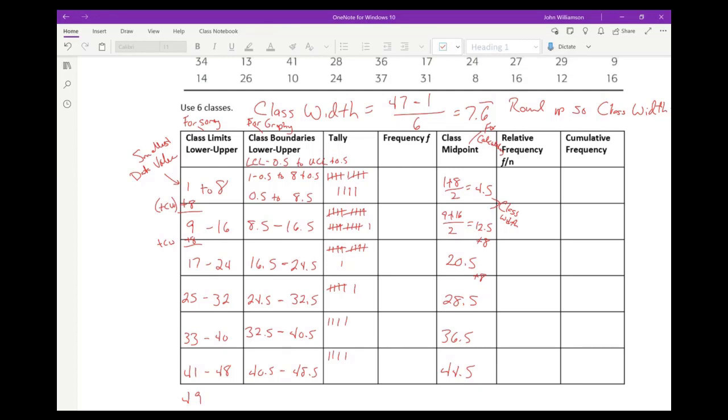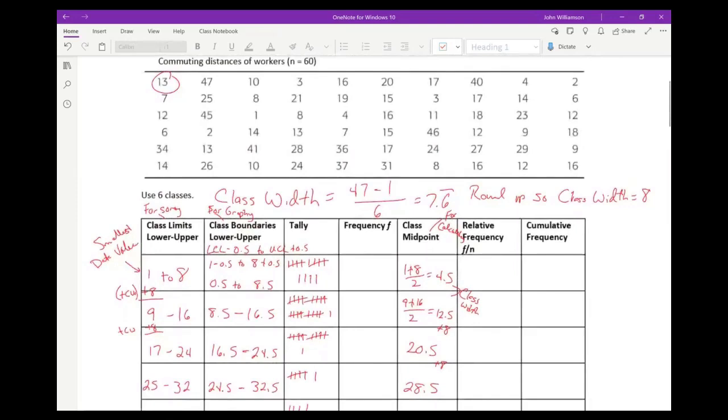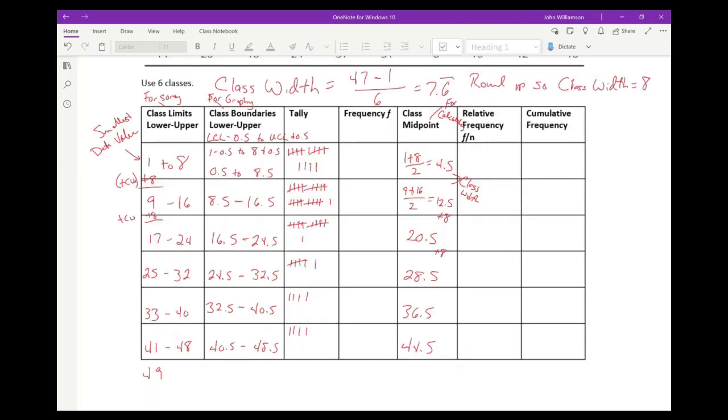To get your frequency, you just count the tallies. So to get your tallies, you're just going through and just putting a slash mark wherever each of those individual data values are. So for example, for 13, I put a tally in 9 to 16 because that's where 13 lies. For 47 was down in that last class. The frequency is literally the count of the tallies.